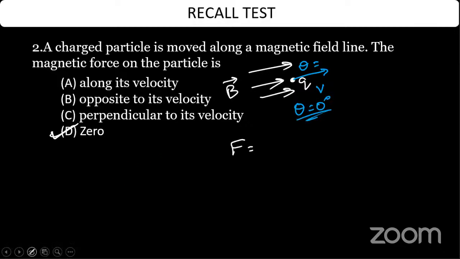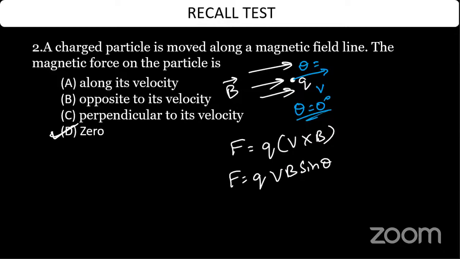So we know that force F is equal to Q into V cross B. So what is Q into V cross B? It's F equals Q V B sine theta. Now theta is 0 degrees, so F equals Q V B into sine 0, and sine 0 is 0. Though my charge is non-zero, my velocity is non-zero, and my magnetic field is also not zero, the angle here is 0 degrees. So my force will be 0 newtons. So the answer is option D, guys.